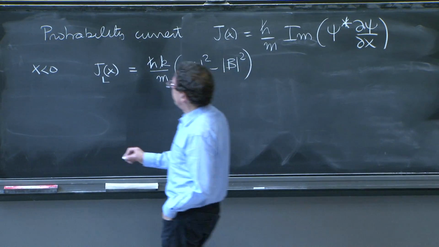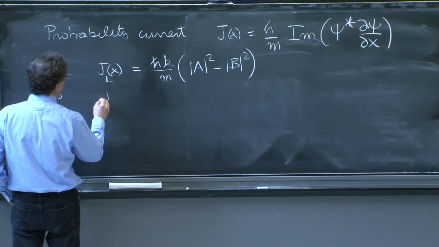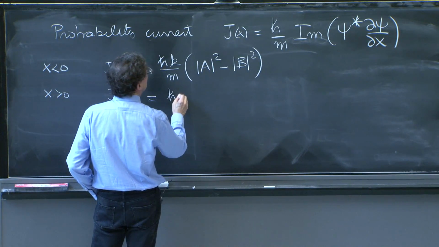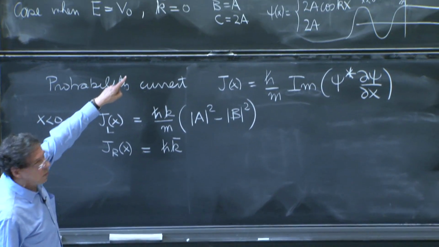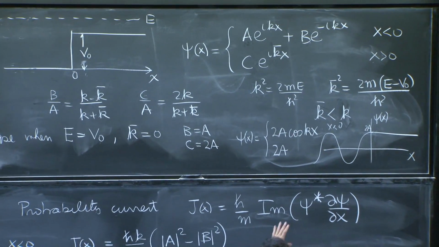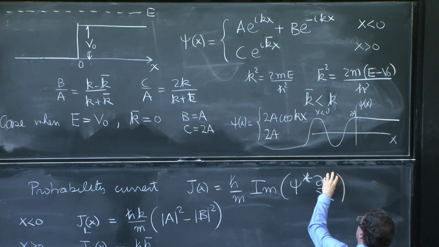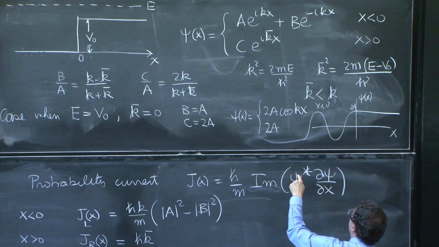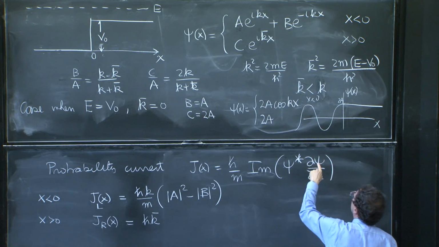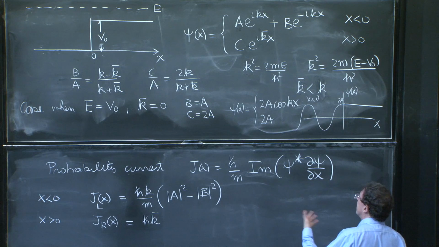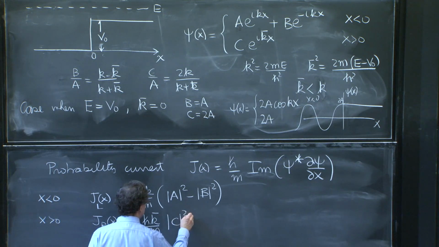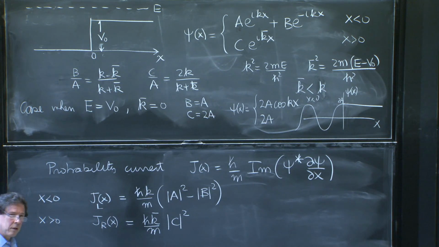And x greater than 0, J right of x would be equal to h bar k bar over m, c squared. Now that, you can almost do it in your head. This c e to the i k bar x, look what's happening. From psi star, you get a c star. From psi, you get a c, so that's going to be a c squared. The phase is going to cancel between the one here and the one on psi. But the derivative will bring down an i k bar, and the imaginary part of that is just k bar. So the answer is this. And these are the two currents.